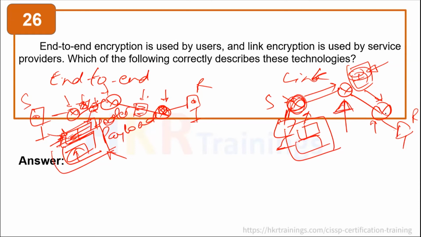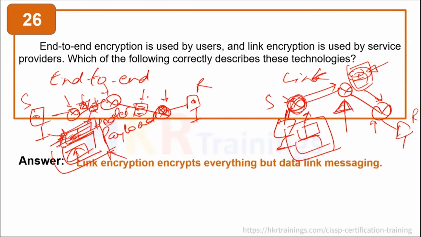So in link encryption, your entire header and payload is encrypted and decrypted at each and every hop. In end-to-end encryption, your header information is not encrypted, only your payload is encrypted. Thus, routing happens smoothly, and your actual message remains encrypted throughout. So the correct answer is link encryption encrypts everything but data link messaging. Basically, link encryption encrypts everything, your header information as well as your payload.